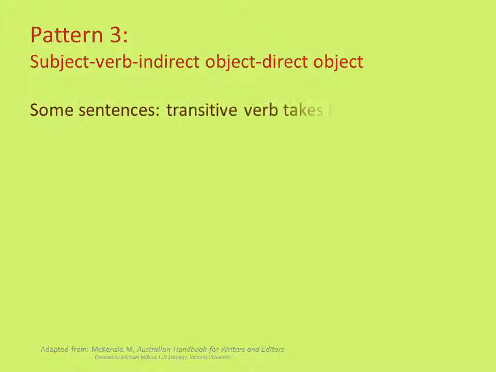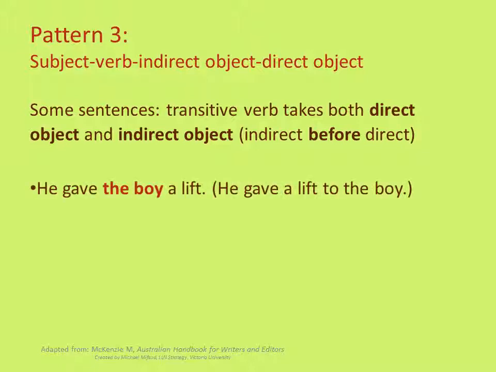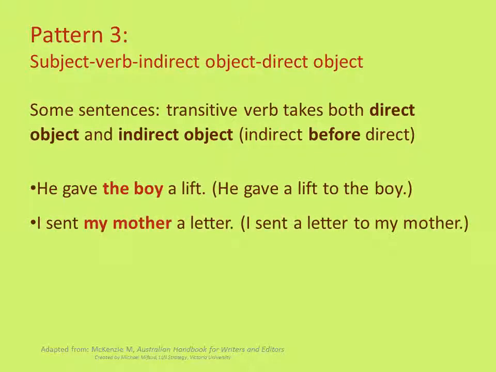In some sentences, a transitive verb can take both a direct object and an indirect object. The indirect object comes before the direct object. He gave the boy a lift. If you put the direct object first, it becomes he gave a lift to the boy. I sent my mother a letter.